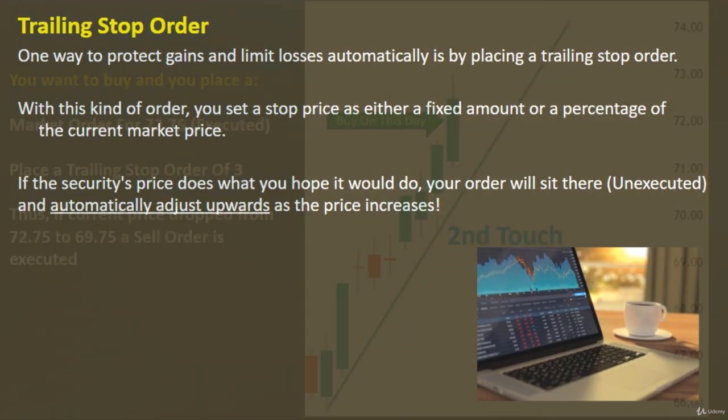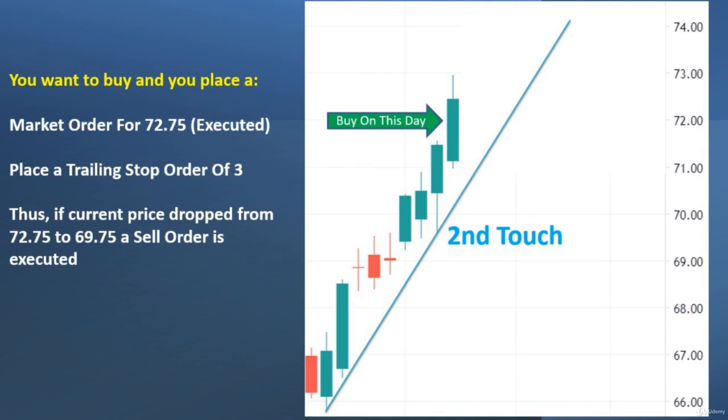So let's say, for example, you bought something at 72.75, right? Let's go back to our example here. And it's executed at 72.75. You could place a trailing stop order of, let's say, 3. So that would be basically, if it drops below 3 from whatever the current market price is, then the sell order would be executed. So in this example, we bought it at 72.75. Then at 69.75, a sell order would be executed if it ever dropped that far, because you set your trailing stop order at, in effect, 3. You could set that at whatever. You could set it at 1 or 2 or 50. You could set whatever you want it to be.